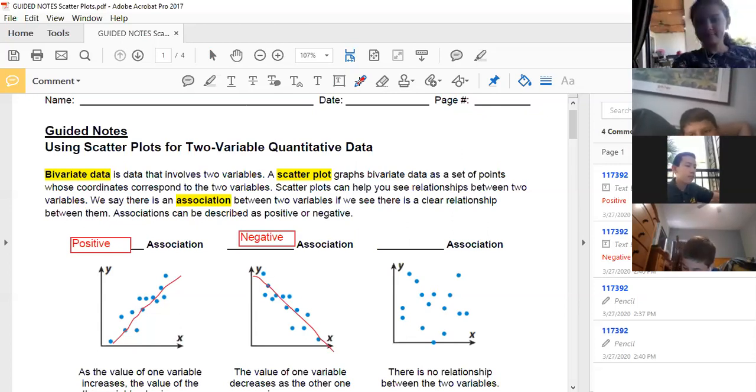Okay. So can anybody think of an opposite type of relationship or association? The more cats you get, the less happy you are.